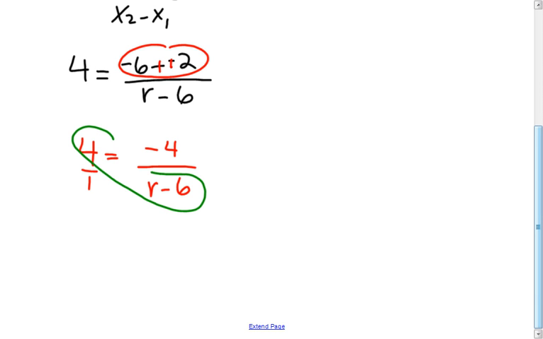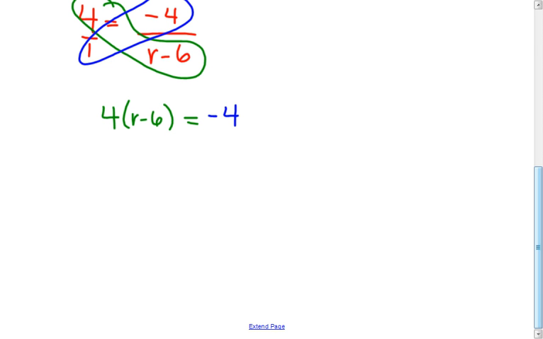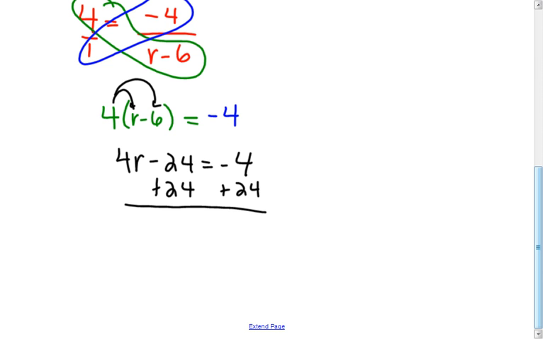When I multiply these two, I am taking 4 times the quantity r minus 6. So you need to make sure that you put that in parentheses and then distribute. And when I go the other way, I have 1 times negative 4, which is negative 4. Okay, and then I will just simply distribute and solve. So 4 times r is 4r. 4 times negative 6 is negative 24. Add 24 to both sides. And I will get 4r equals negative 4 plus 24 is 20. Divide by 4. And r is 5.